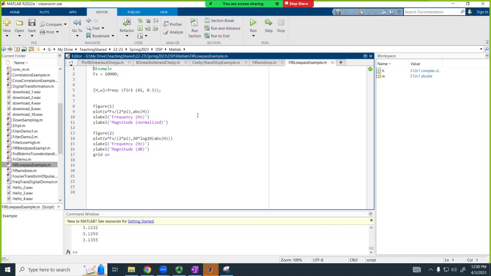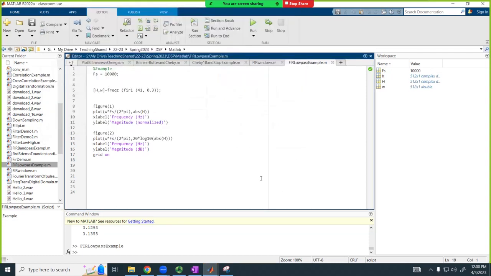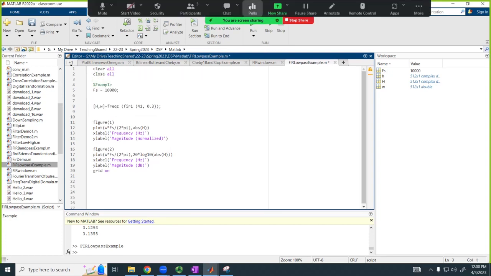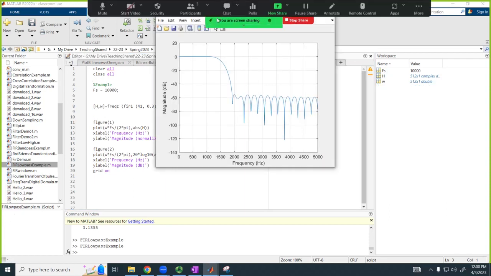Why did I not specify that I wanted Hamming? Because the default is Hamming. So if you design with MATLAB, the default is Hamming. Unless you tell MATLAB to use another window, it will use the Hamming. Okay. So here is our filter.